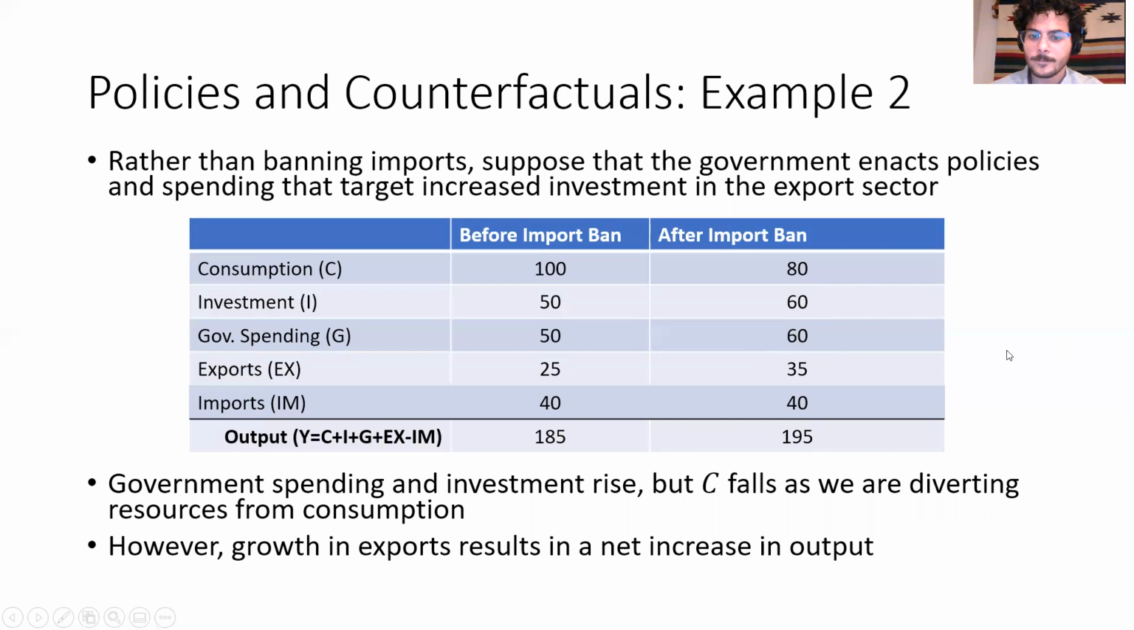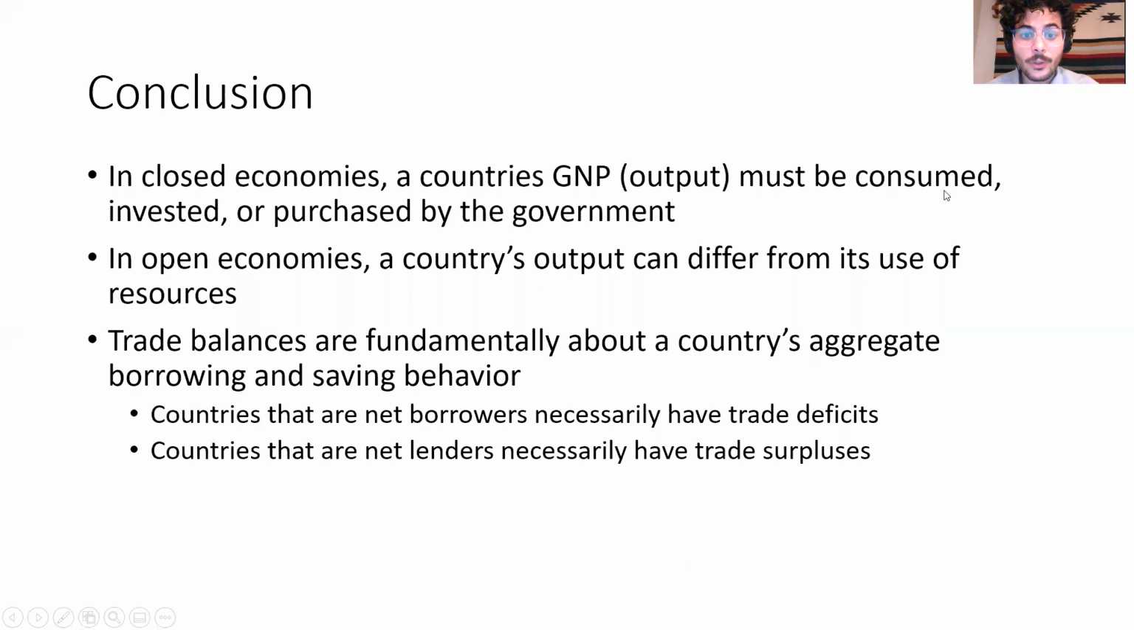So to conclude, for closed economies, all output must be consumed, invested, or purchased by the government. But in open economies, this is not really the case. A country's output can differ from its use of resources. And by introducing these national income accounts that track the use of resources, we see that trade balances are fundamentally about a country's aggregate borrowing and saving behavior. So countries that are net borrowers necessarily have trade deficits, and countries that are net lenders necessarily have trade surpluses.